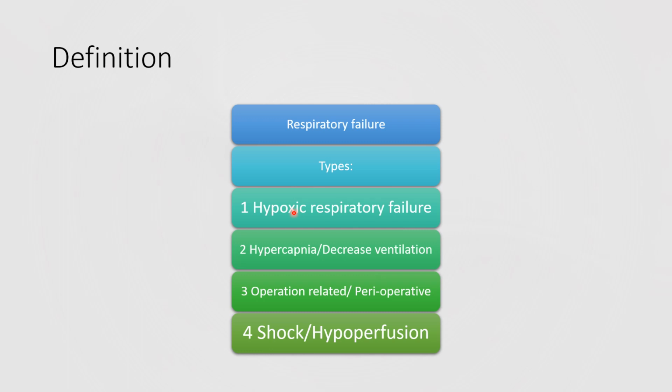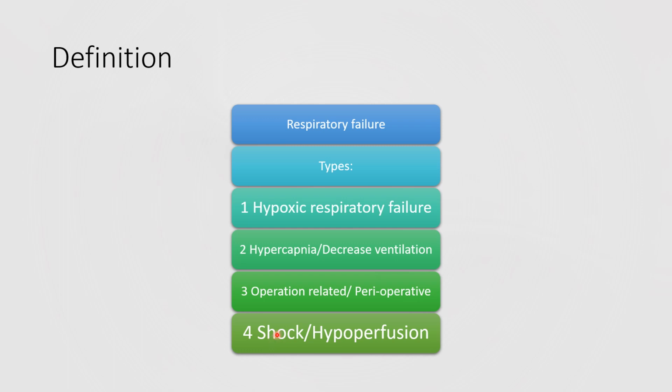In type 1, it will be limited to hypoxic respiratory failure, in the sense that less oxygen is getting to the tissues. Don't worry, I will go into details of that right here, right now. Type 2 is about more CO2 being produced but not getting out. And type 3 is all about the time of operation, so I target operation-related or perioperative conditions.